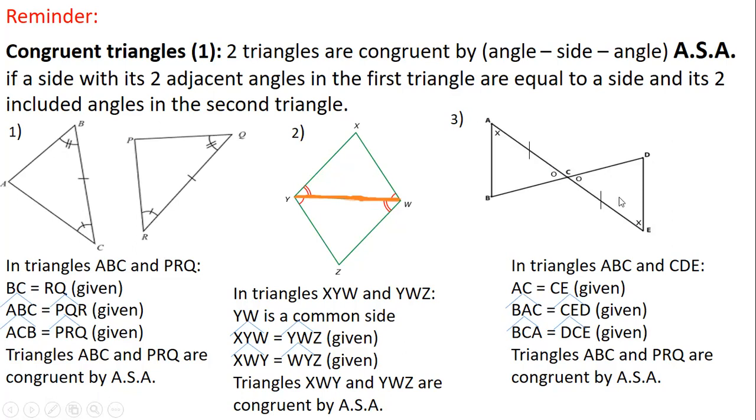We can see from the figures that side AC is equal to side CE, angle BAC is equal to angle DEC, and angle BCA is equal to angle DCE. So these two triangles are congruent by angle, side, angle. So these are three examples. You can practice them in order to revise the first case, which is ASA.